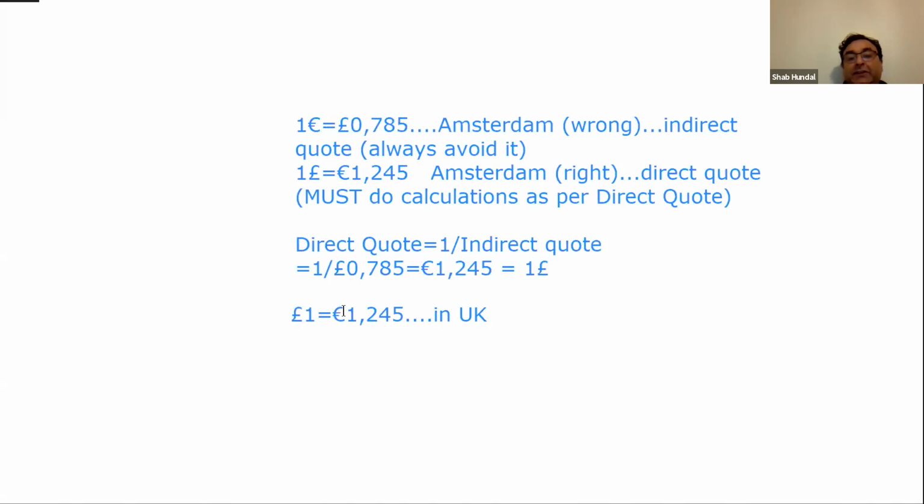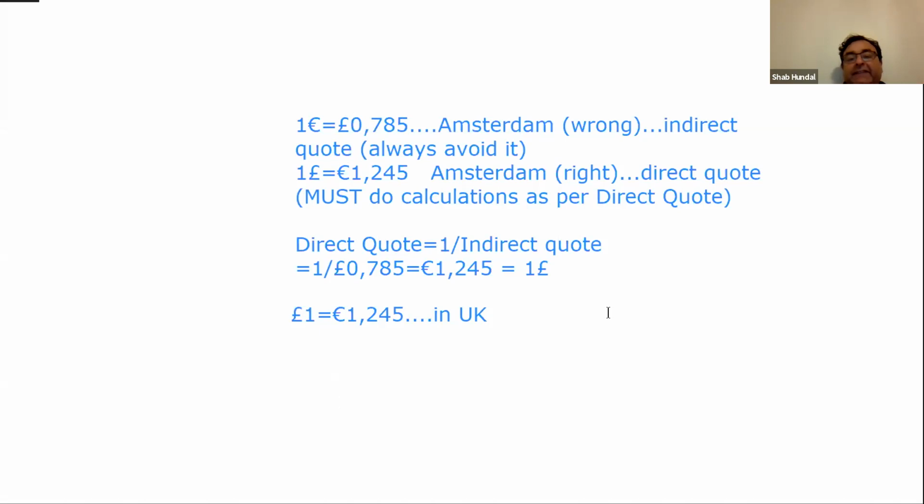Okay, so the domestic currency here in Amsterdam is the euro, so it's here. In Britain, the domestic currency is here. So whatever is indirect in the Eurozone is direct in Britain, if the base currency you're talking about is GBP. I hope you understand what it means, how you can change the quote from one form to the other.